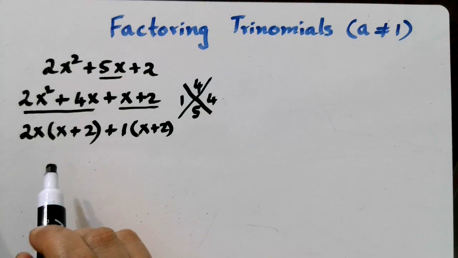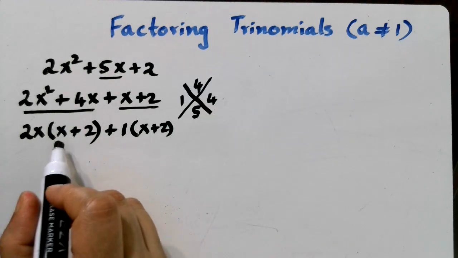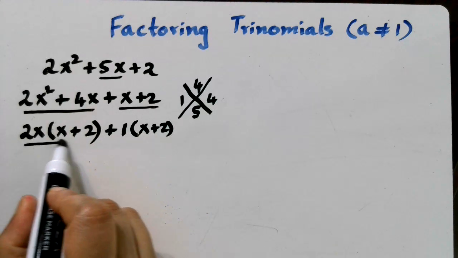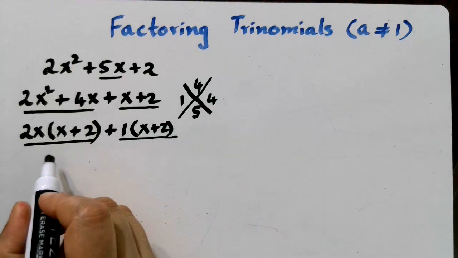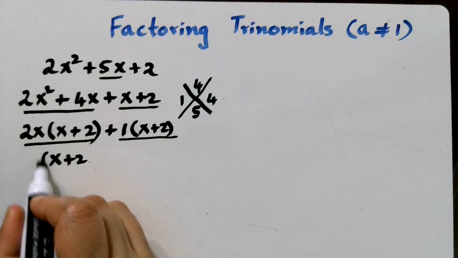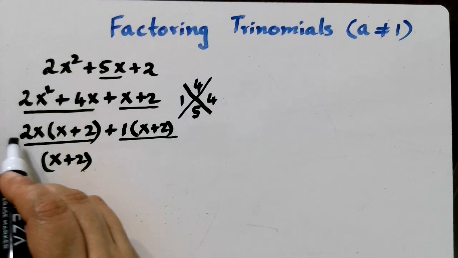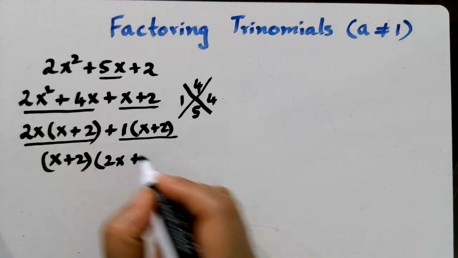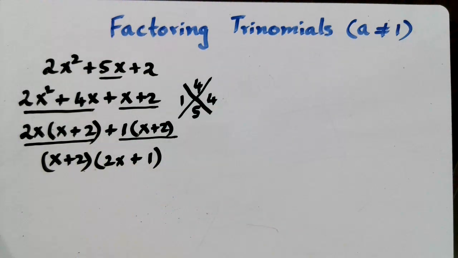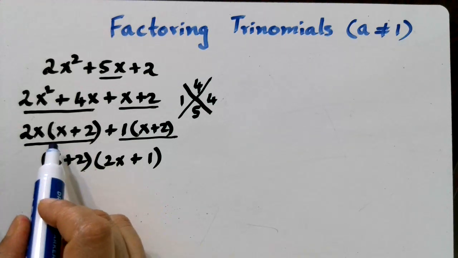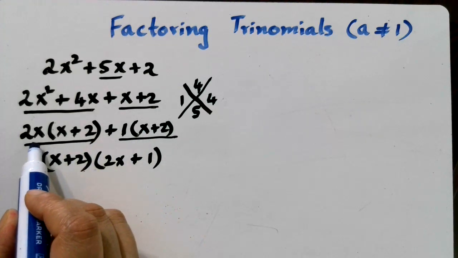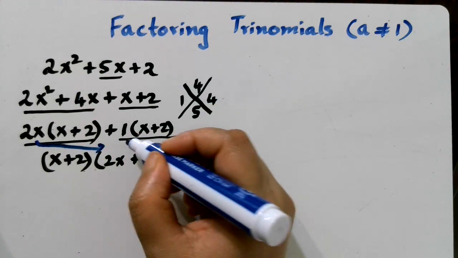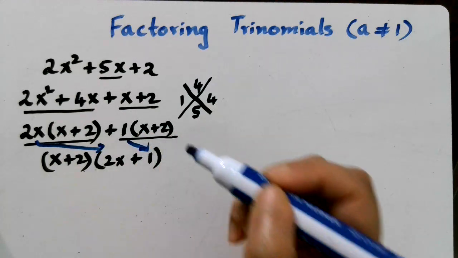Okay. Now, after you are done with that, you take that binomial as the greatest common factor from this term and that term. So if we take x plus 2 as the greatest common factor, you are left with a 2x plus a 1. So we took x plus 2 as the common factor. From this term, we are left with 2x, and from this term, we are left with a 1.